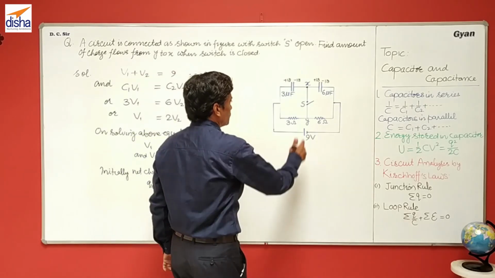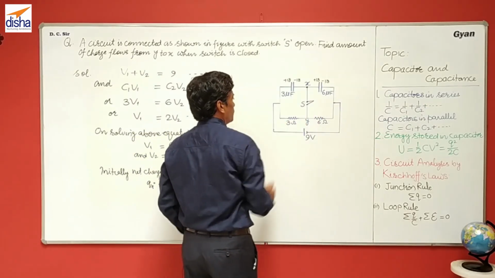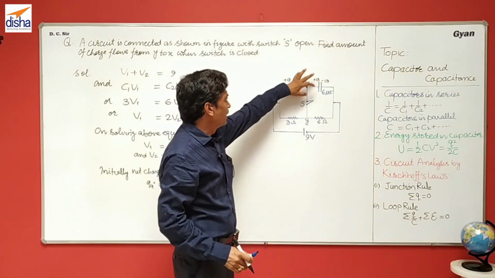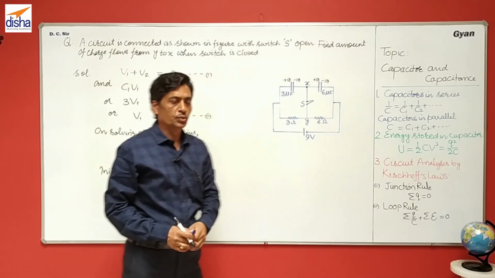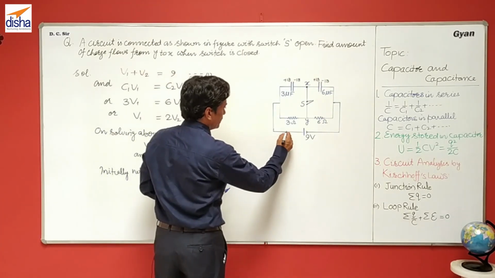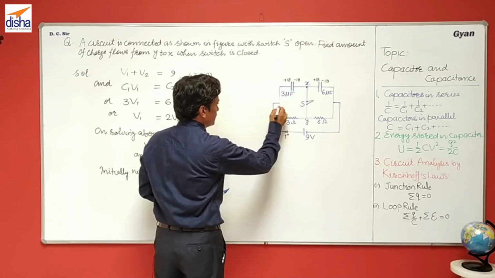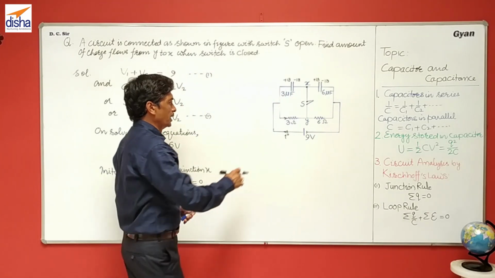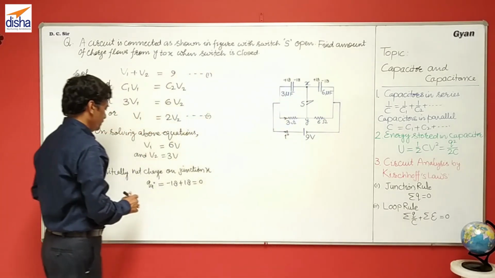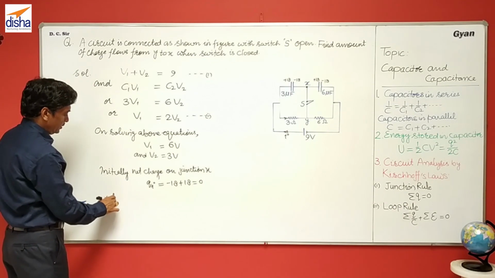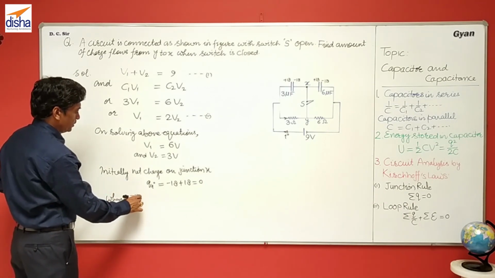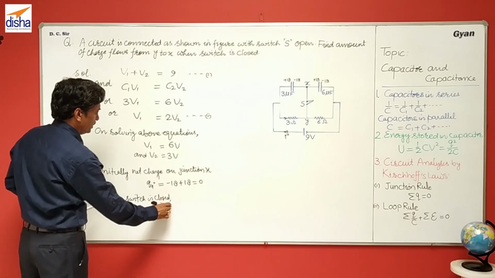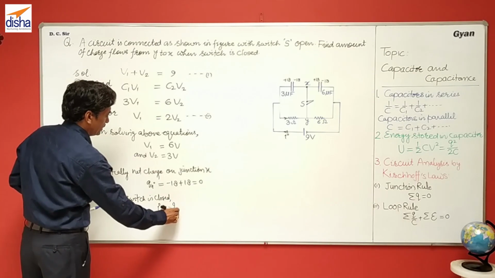Now when the switch is closed, the 3 microfarad is in parallel with the 3 ohm and the 6 microfarad is in parallel with the 6 ohm. So the current flows through these resistors, because there is no current in the arm of the capacitor, only in this. When the switch is closed, current I is equal to 9 upon 3 plus 6. This is 1 ampere.